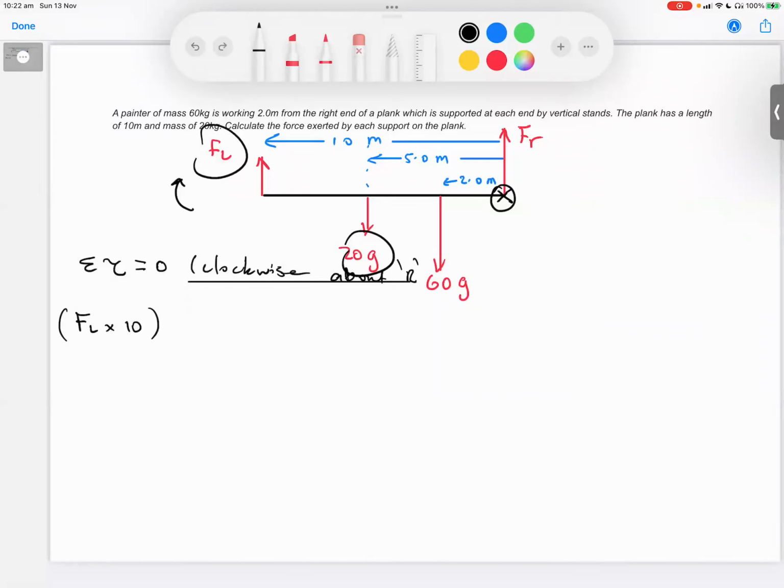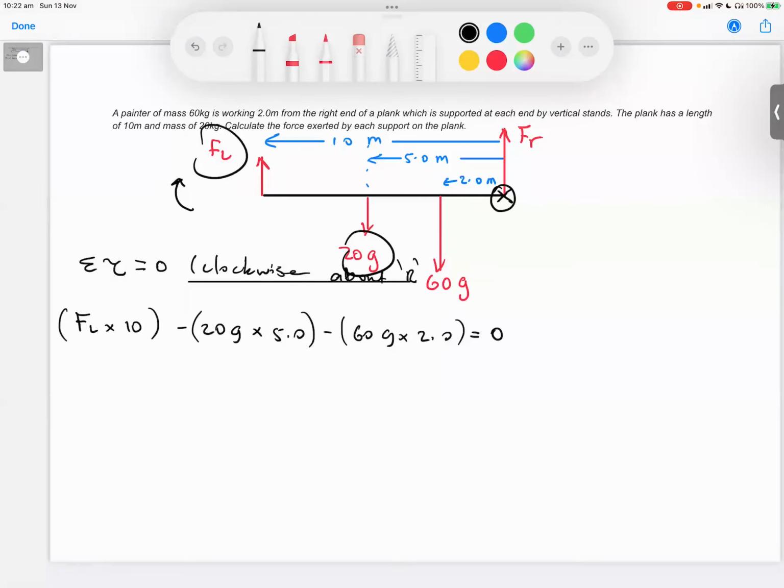Minus, the other two are minus now, they're anti-clockwise, minus 20G times 5.0. Sometimes brackets help, just keep these together. Minus 60G times 2.0, let's say. And all of that equals 0 because it's in equilibrium. That's the idea. So now we have a linear equation with one unknown, FL, we can solve just using algebra.